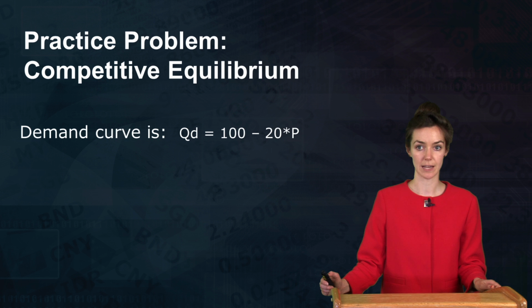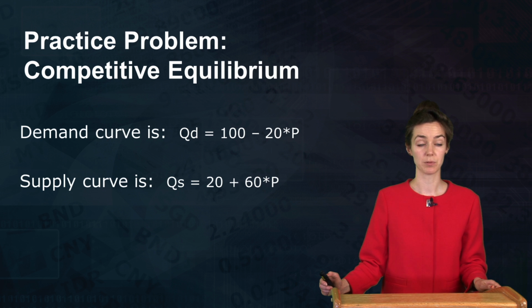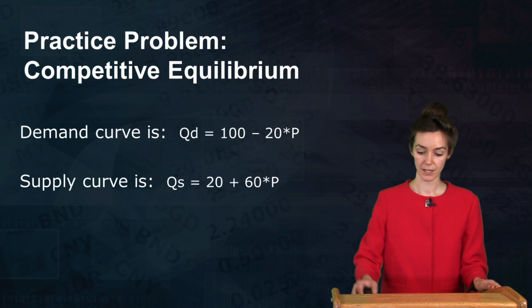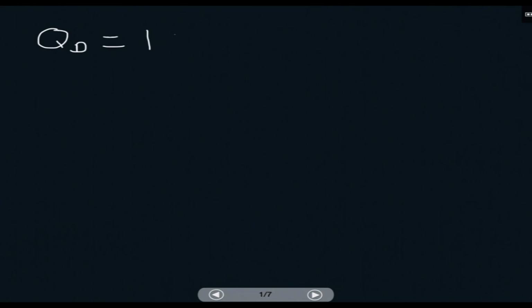So let's take a look at an example. Here we have a demand curve that is represented by 100 minus 20p, and a supply curve that is 20 plus 60p. So how do we calculate the competitive equilibrium? Our demand curve and our supply curve.